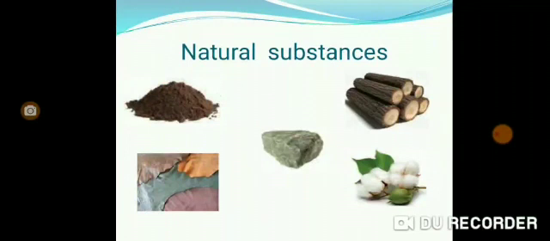Here you see a few images. The same images are given in your textbook also, page number 43. First image is the soil. Second is logs of wood. There is leather, stones and cotton. All of these are naturally available in nature. Okay, let's move on to the next slide.